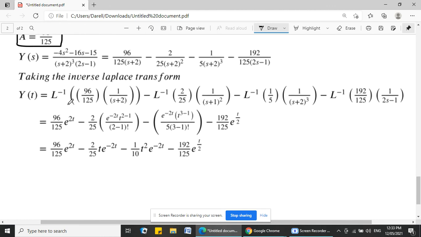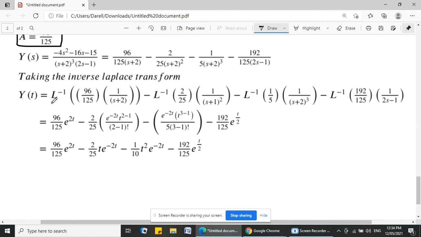So, ang mabilin, inverse Laplace transform of 96 over 125 times 1 over s plus 2. Parehas na sila. Minus inverse Laplace transform of 2 over 25 times 1 over s plus 2 squared. Inverse Laplace transform of 1 over 5 times 1 over s plus 2 cubed, minus inverse Laplace transform of 192 over 125 times 1 over 2s minus 1.